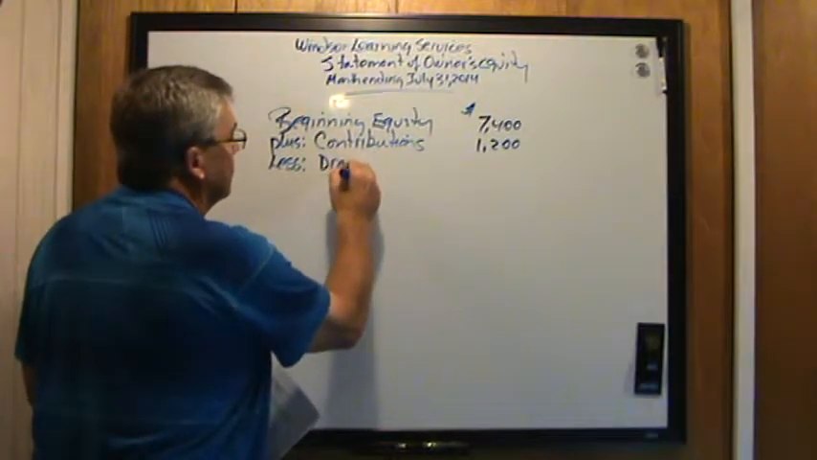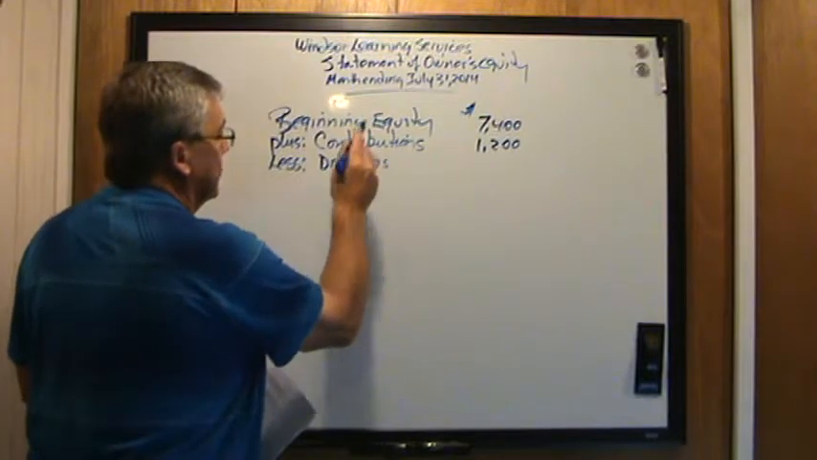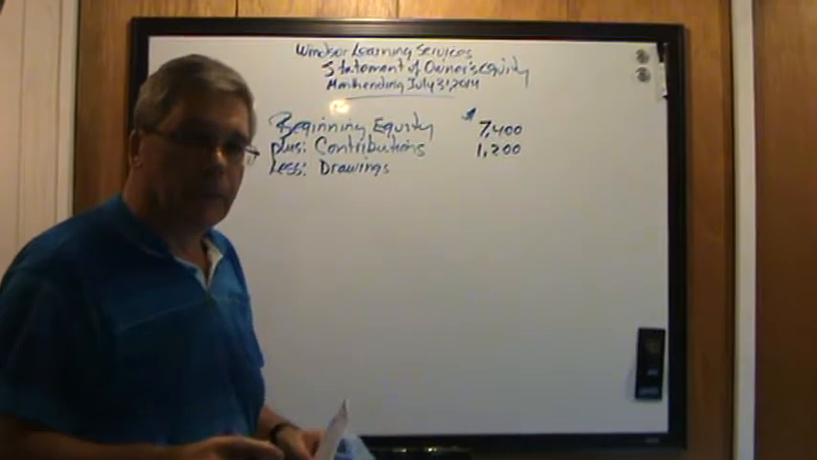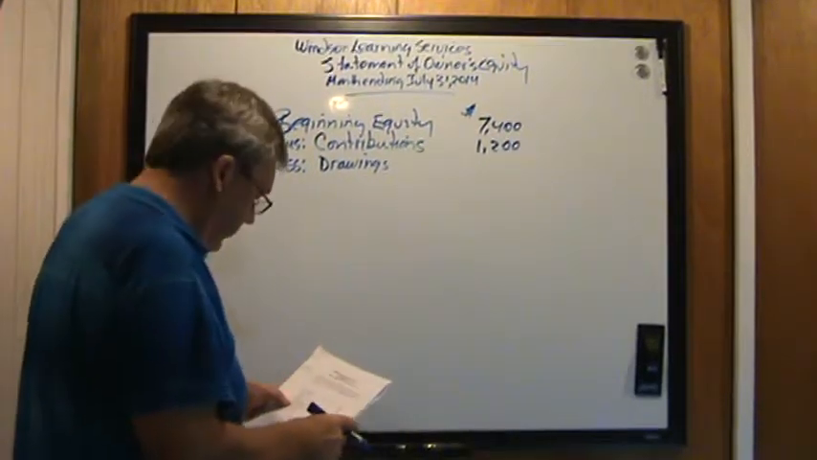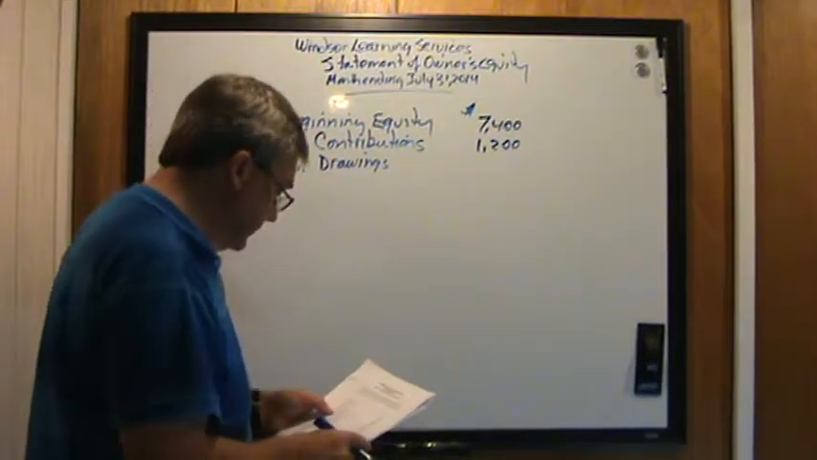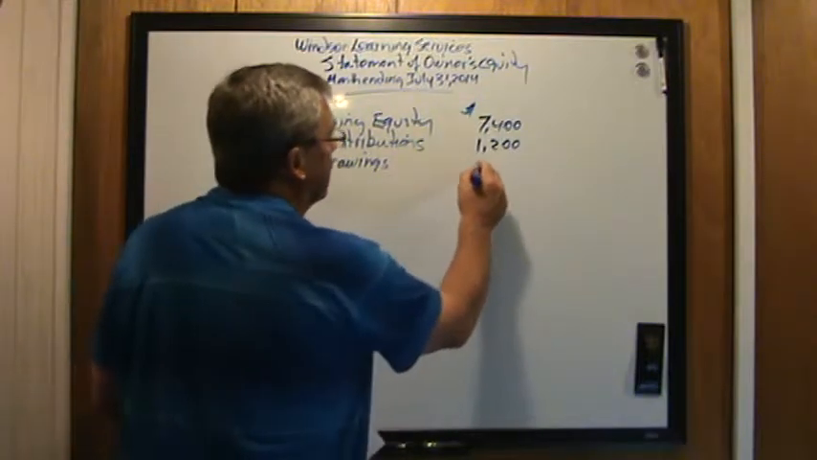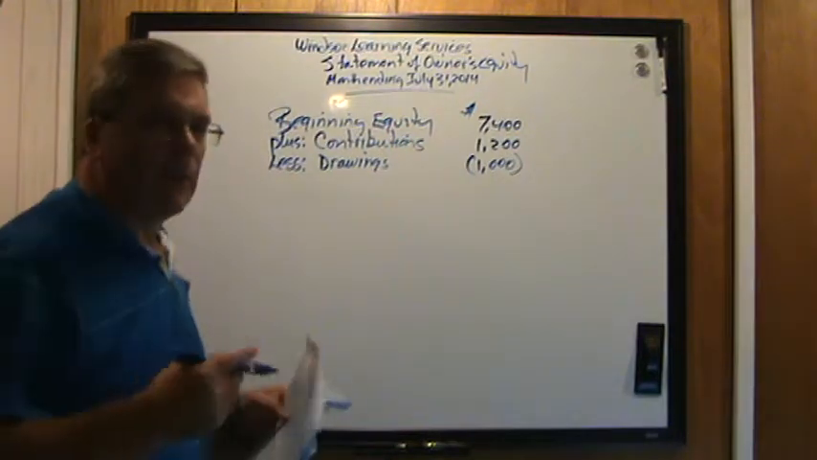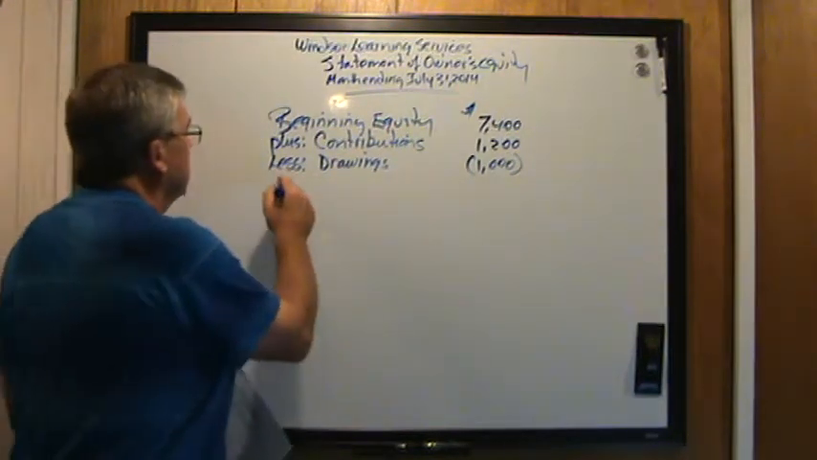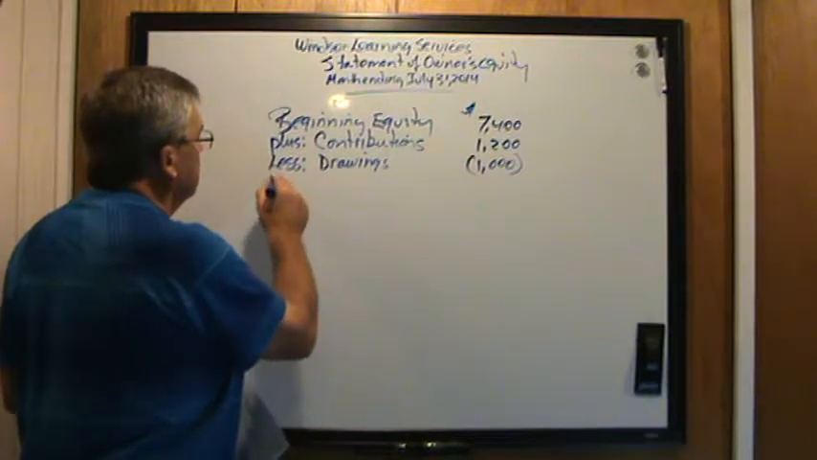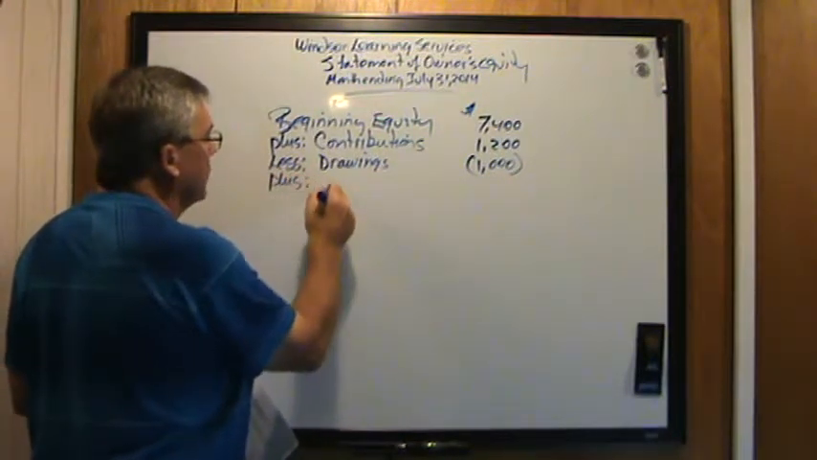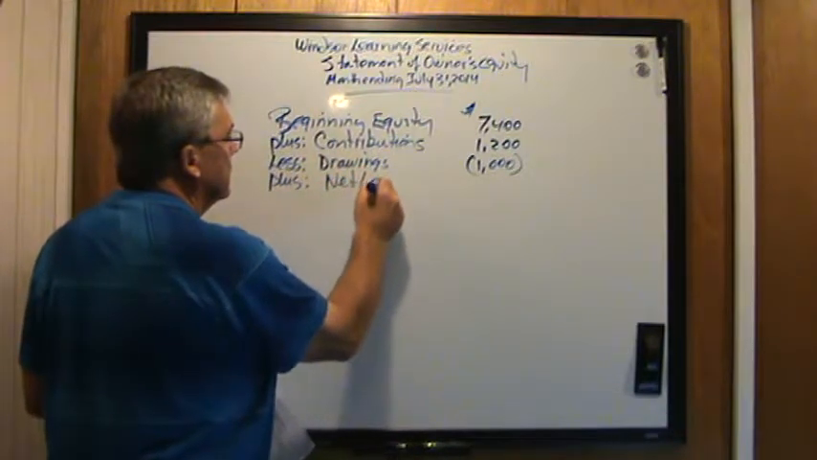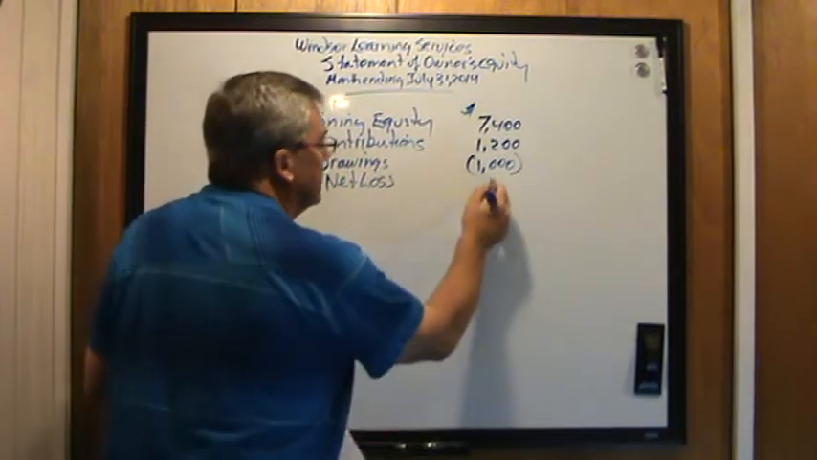There's a couple of terms you can use here. Drawings is acceptable. Owners' drawings, owners' withdrawals, or just withdrawals would be just fine. And that was $1,000. And you also put in now the net income. Now in this case, the net income is a loss. So I'm going to say plus net loss. So plus a minus is 220.